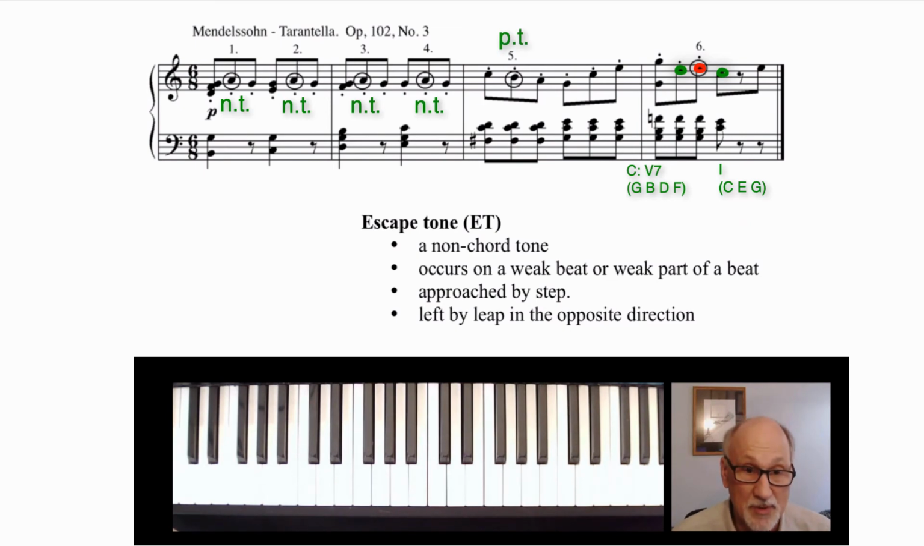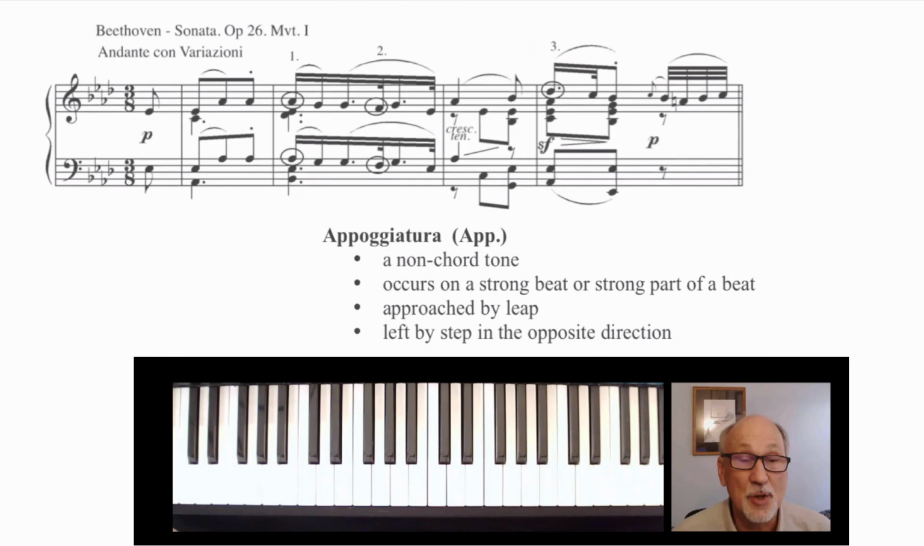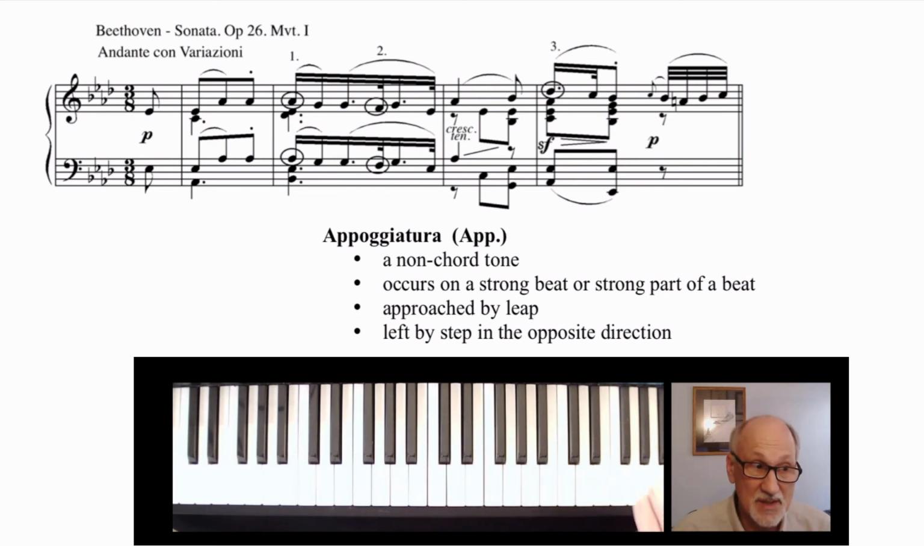And here's the last one we're going to talk about in this video. It's called an appoggiatura, which is an interesting word to spell. It's got 2 P's and 2 G's, and if you were to look that up in an Italian dictionary, it sort of means to lean on, or something. The notes are leaning.